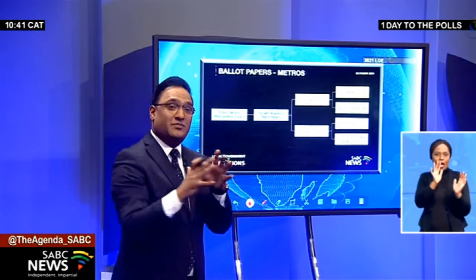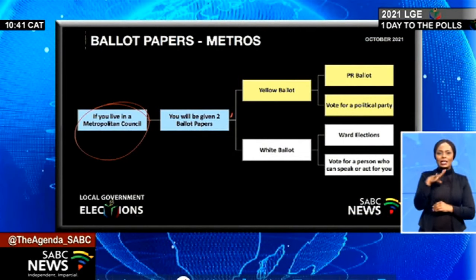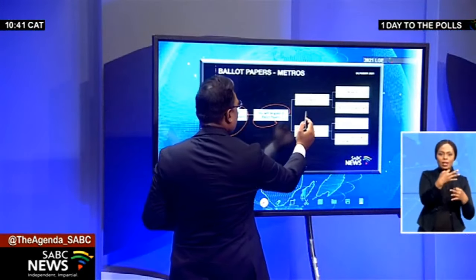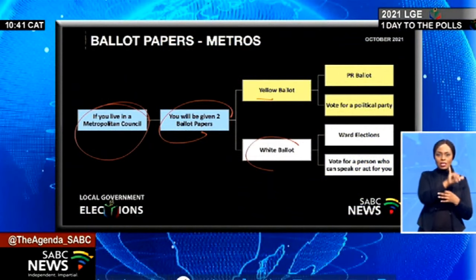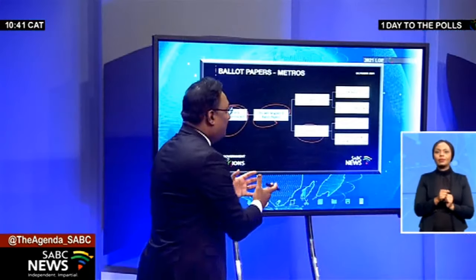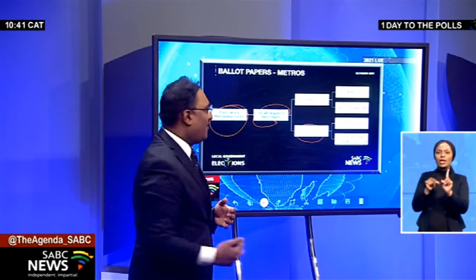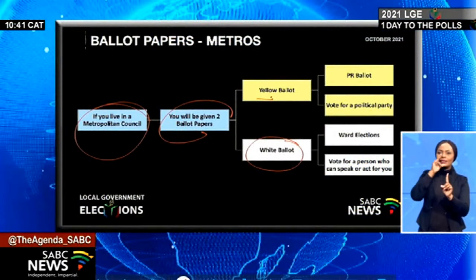There we go. So this is for the metro. Remember the district council? This is for the metro. So in the metro, if you live in a metropolitan council, you will be given 2 ballots. The white ballot and grey ballot, which is the ward elections, means that you will vote for the person that will act or speak on your behalf. But this is back to the yellow ballot, which is the PR ballot and the vote for a political party.